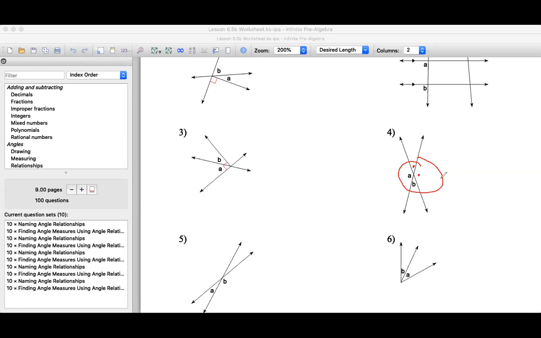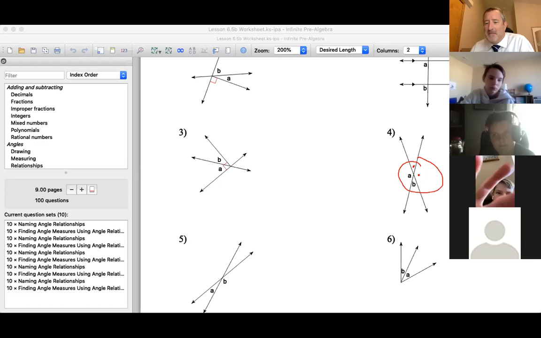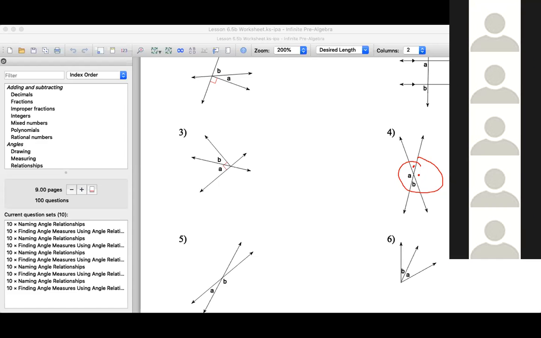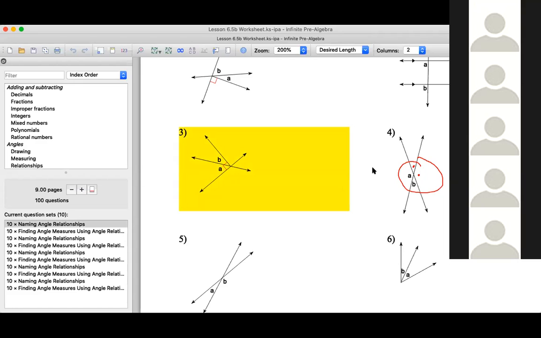So Breckton, what do you think about A and B? What's the relationship between A and B? Is Breckton on? Breckton, are you here? Breckton is not here. Okay. Anyone else want to pipe in for number 4? A and B are?